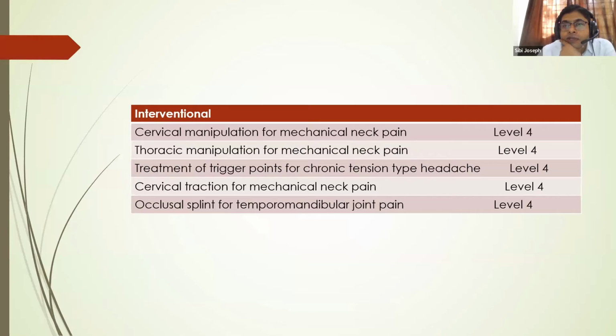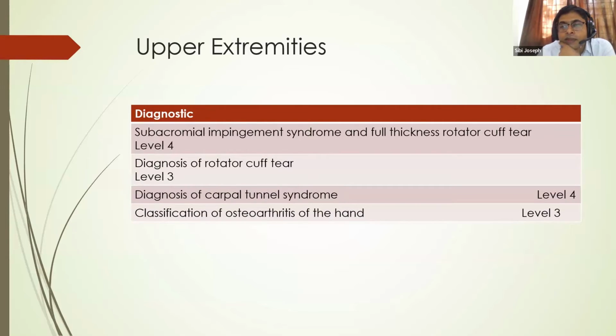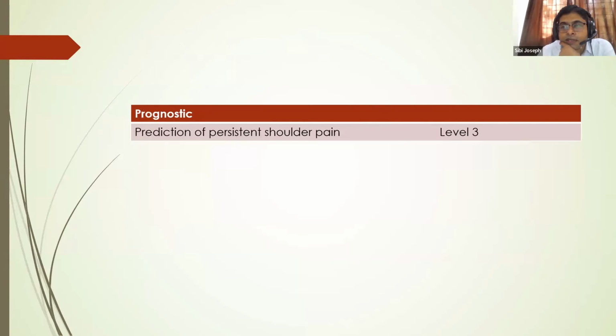Interventional: cervical manipulation for mechanical neck pain, thoracic manipulation for mechanical neck pain, treatment of trigger points for chronic tension type headache, cervical traction for mechanical neck pain, occlusal splint for temporomandibular joint pain. All these are level 4 CPRs. Diagnostic: subacromial impingement syndrome and full thickness rotator cuff tear, level 4. Diagnosis of rotator cuff tear, level 3. Diagnosis of carpal tunnel syndrome, level 4.